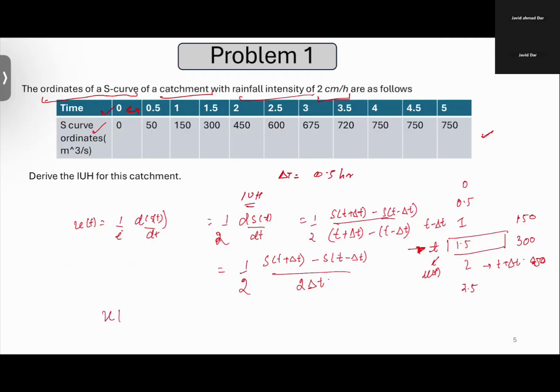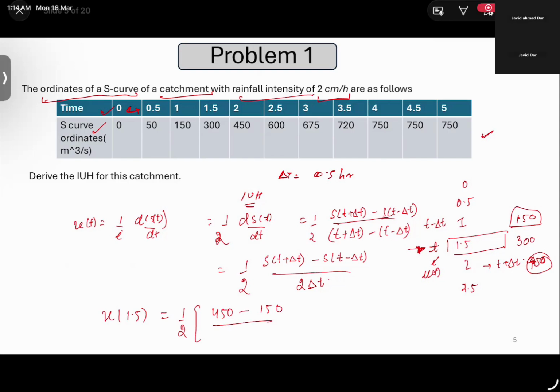So u of 1.5 will be equal to 1 half of, S of t plus delta t which is the value 450, minus the value of S of t minus delta t which is 150, divided by 2 into delta t, where the time difference is 0.5 hours for the time step. So this will be 1 by 2, 450 minus 150 is 300, and 2 into 0.5 is 1. If you divide it, you get a value of 150 meter cube per second. And similarly, we can find this u for each time step.